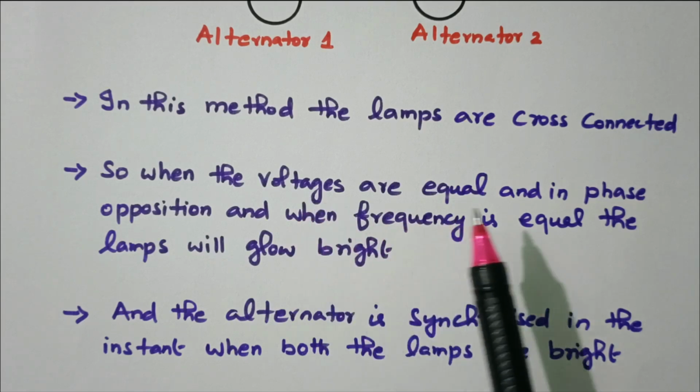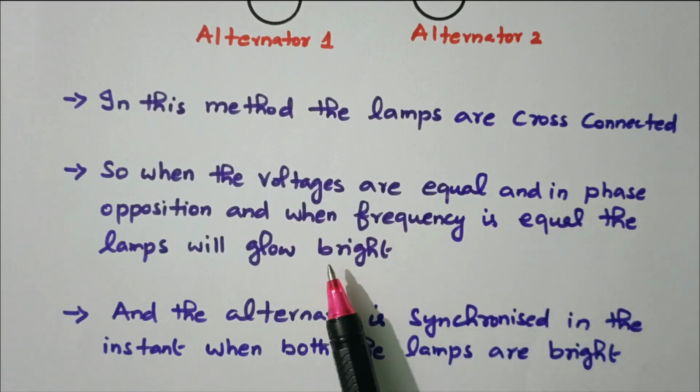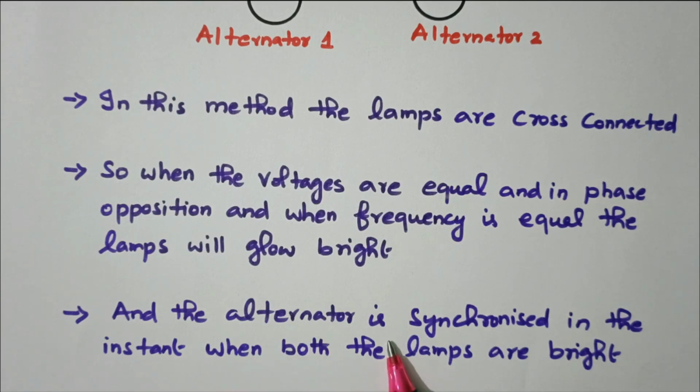Equal voltage but in opposition means any one lamp will glow. If both lamps are glowing, that means the voltage is equal, the frequency is also equal, and they are in phase. At that time we can synchronize the second alternator with the first alternator. So the alternator is synchronized at the instant when both lamps are bright. If any one is bright, it means it is phase opposing.